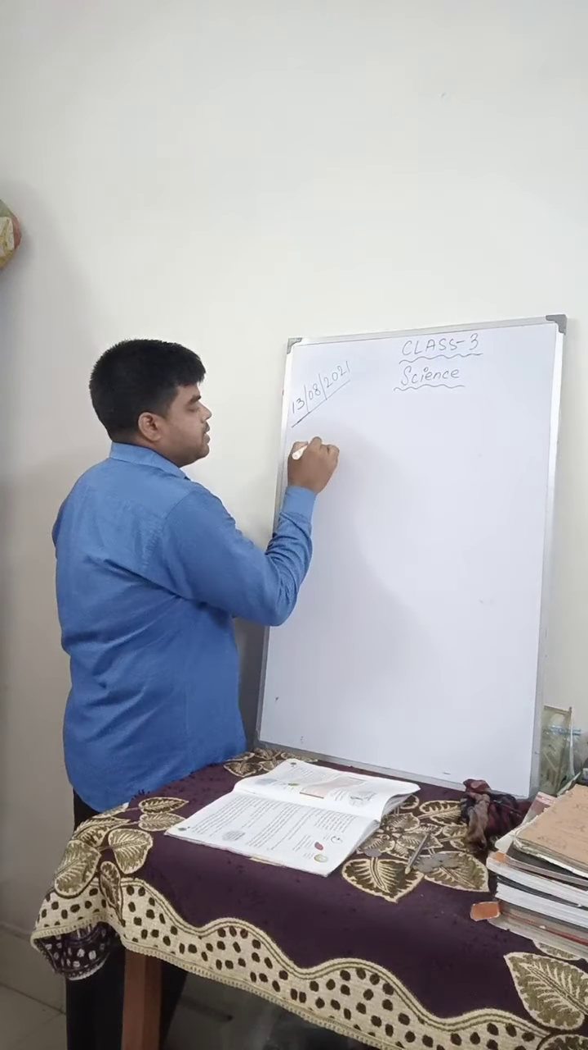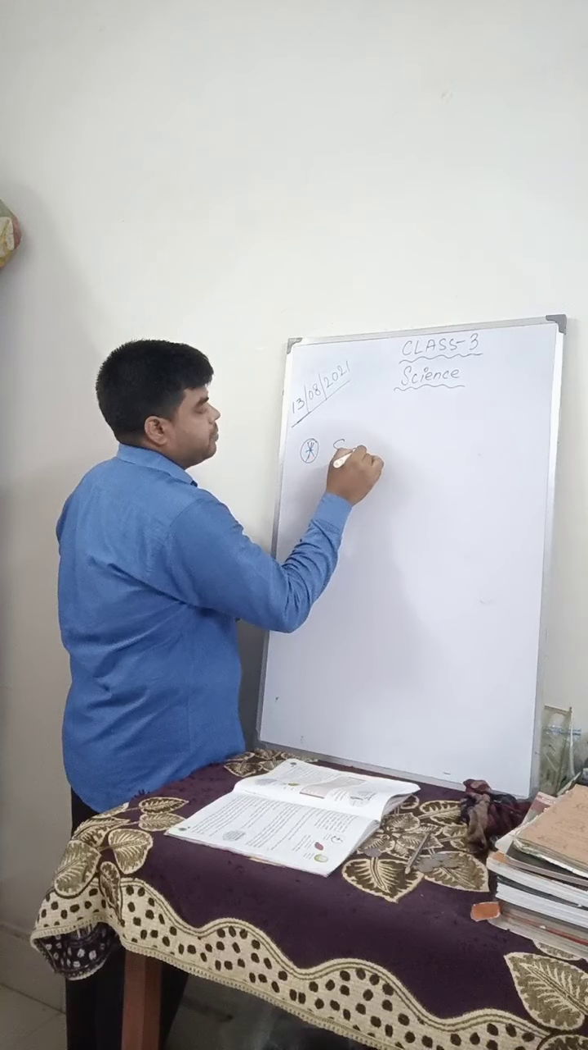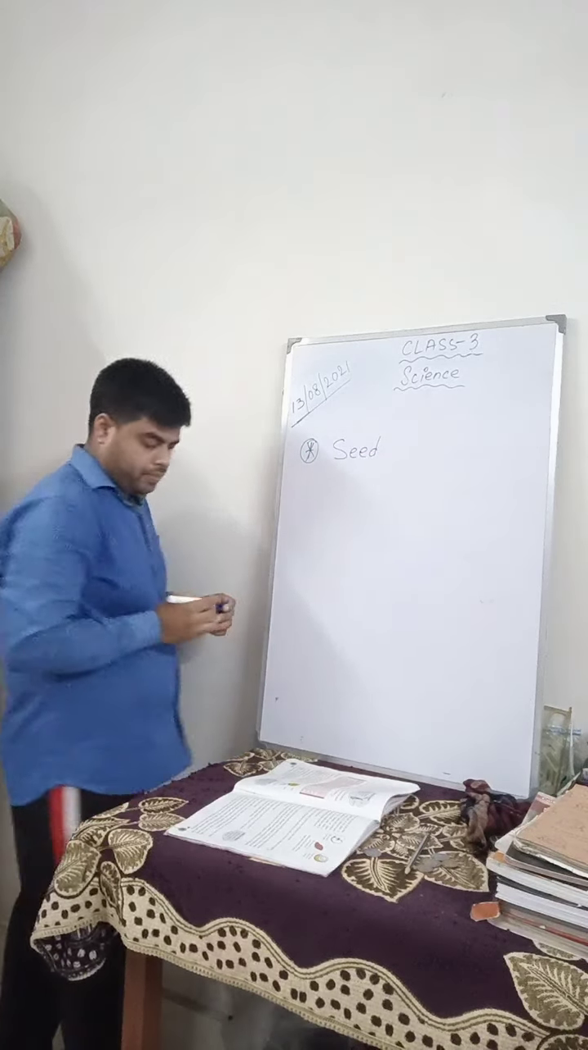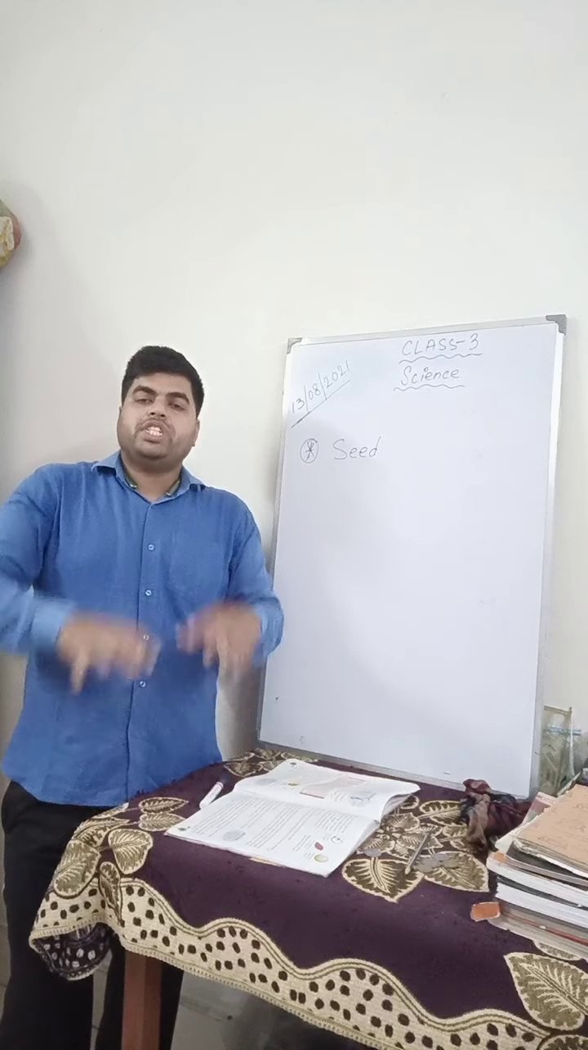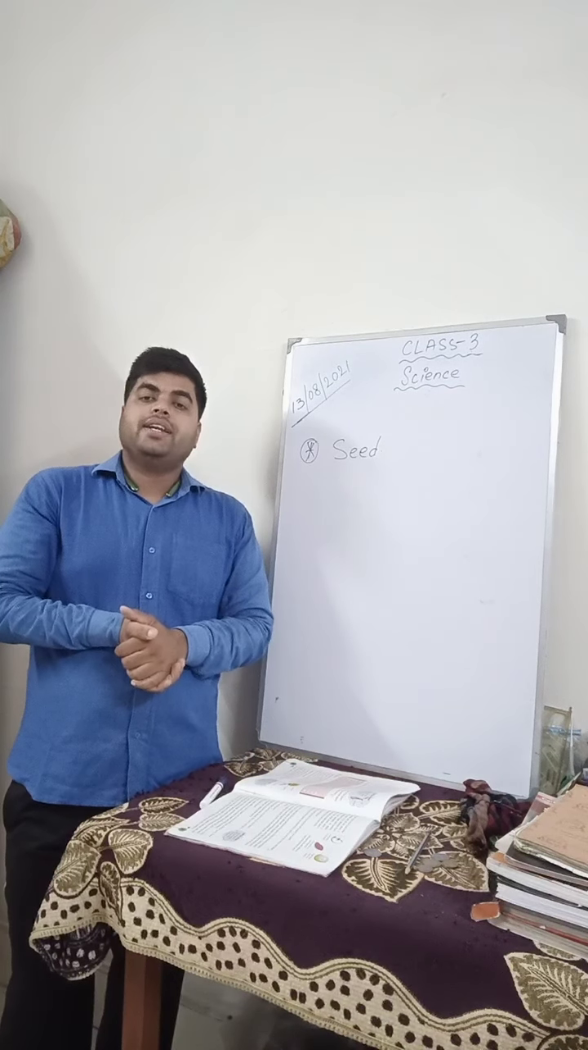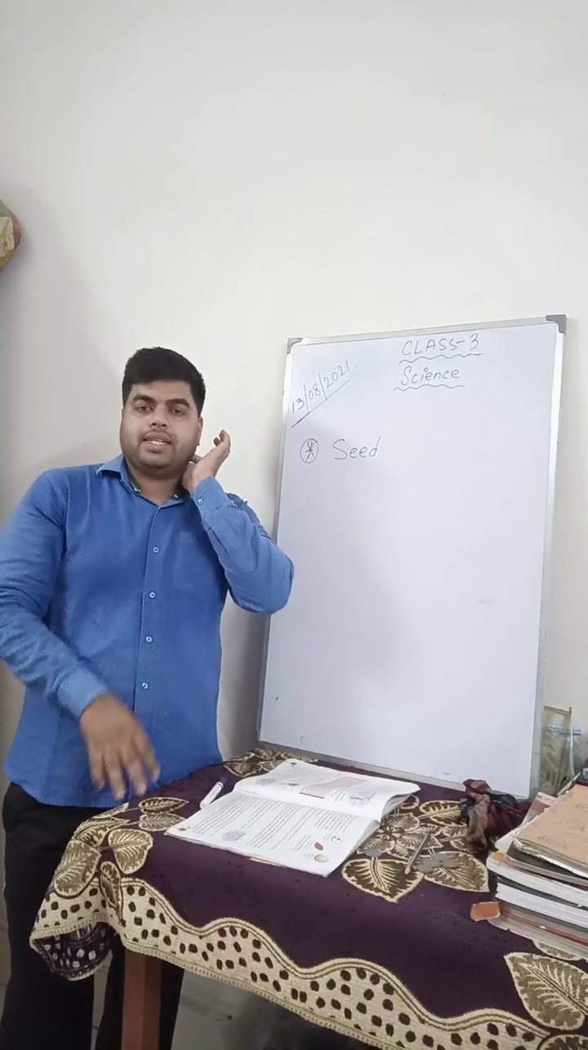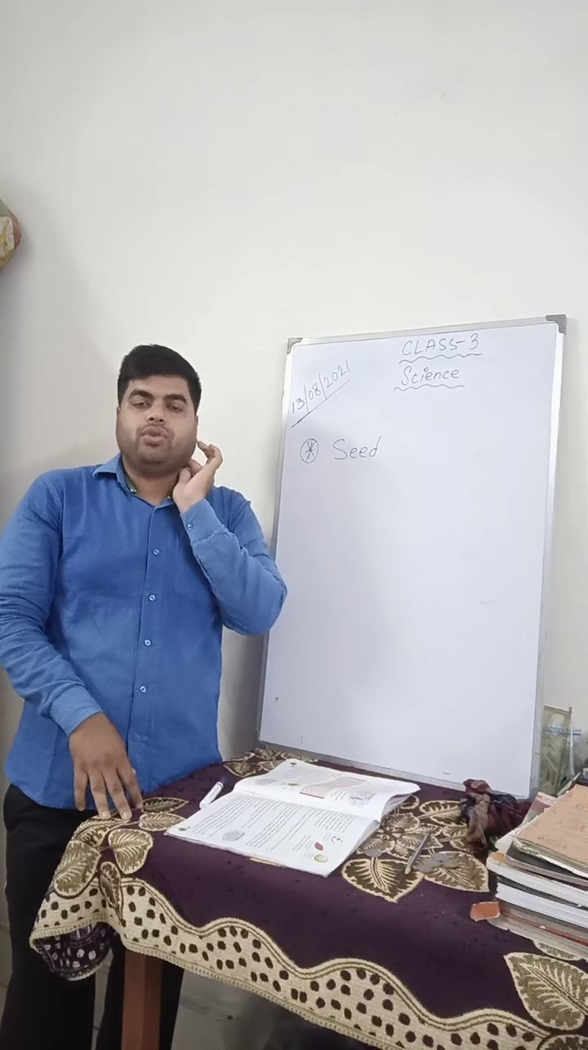This video is for class 3 science, and today we will start explaining one more part of the plant, that is seed. Seed is that part of the plant which is enclosed, which is protected by the fruit. It remains inside the fruit.